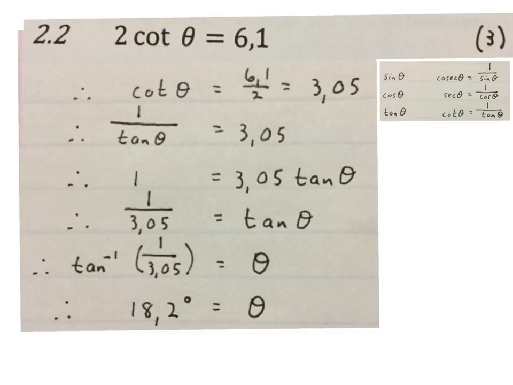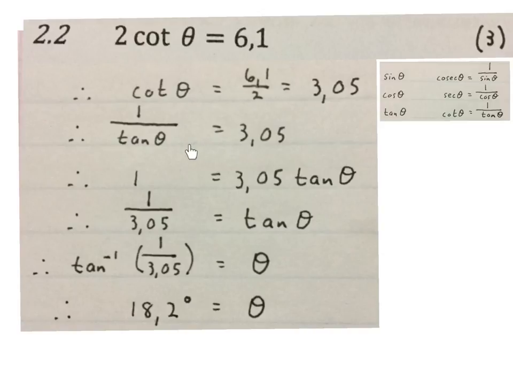Just going through it again. So we have 2 cot theta equals 6.1. We first get the 2 to the other side by dividing. So we have cot equals 3.05. I don't like this word cot. I can't get it onto my calculator, so I write 1 over tan theta is 3.05 from my rules.